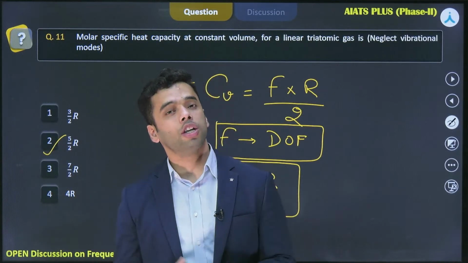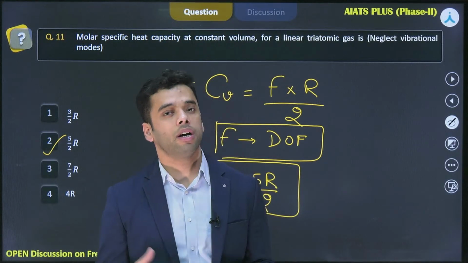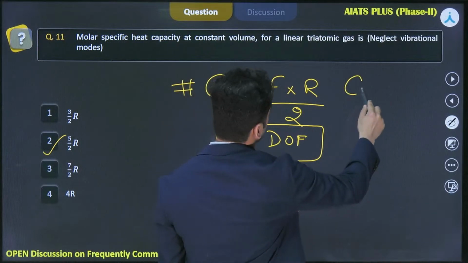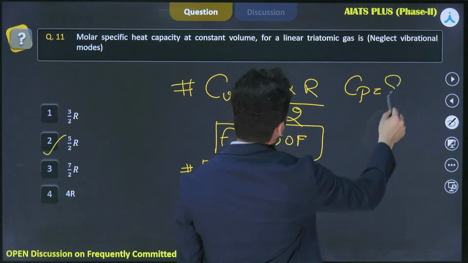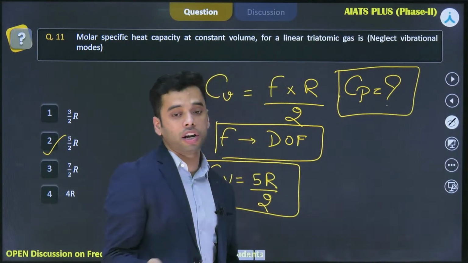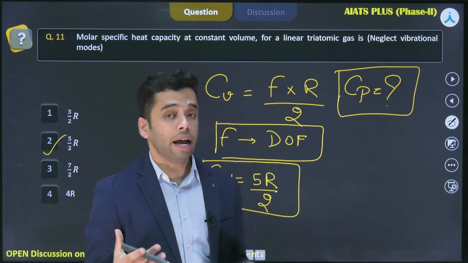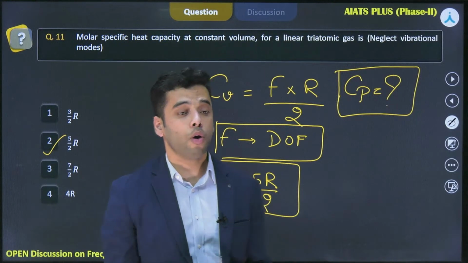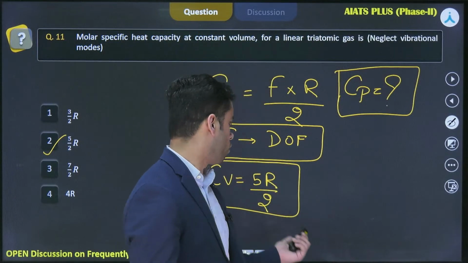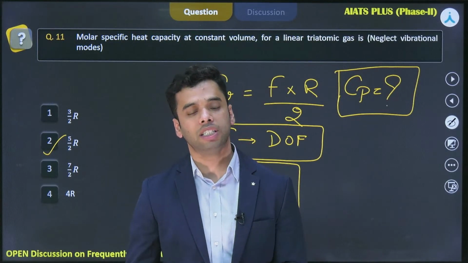Now if you got the concept, if you are thorough with the concept, help me to get the value of CP. What should be the value of CP? Molar specific heat capacity at constant pressure for the same linear triatomic gas, ignoring the vibrational degree of freedom. Anyone can give me the answer in the comment box. What should be the value of CP? I gave you the value of CV. Help me to get the value of CP.